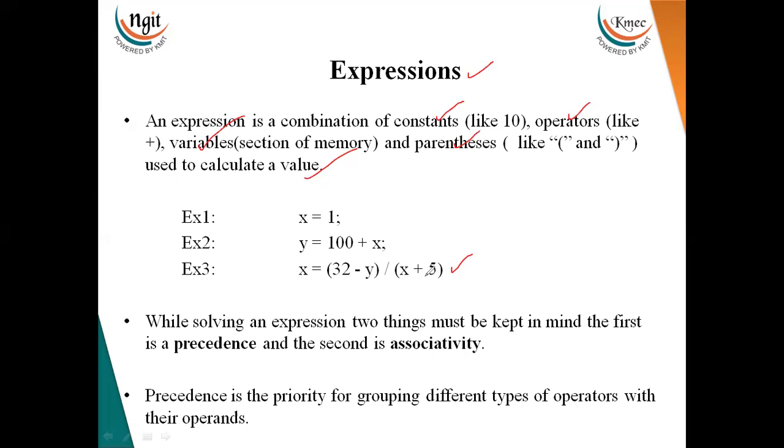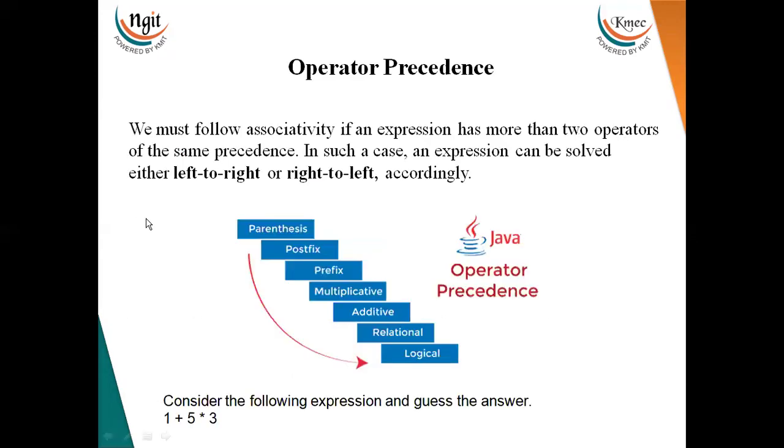Operator precedence is nothing but the priority of grouping different types of operators with their operands. The highest precedence operator will be evaluated first, followed by the lower precedence operators. Along with the precedence, the associativity is also important.